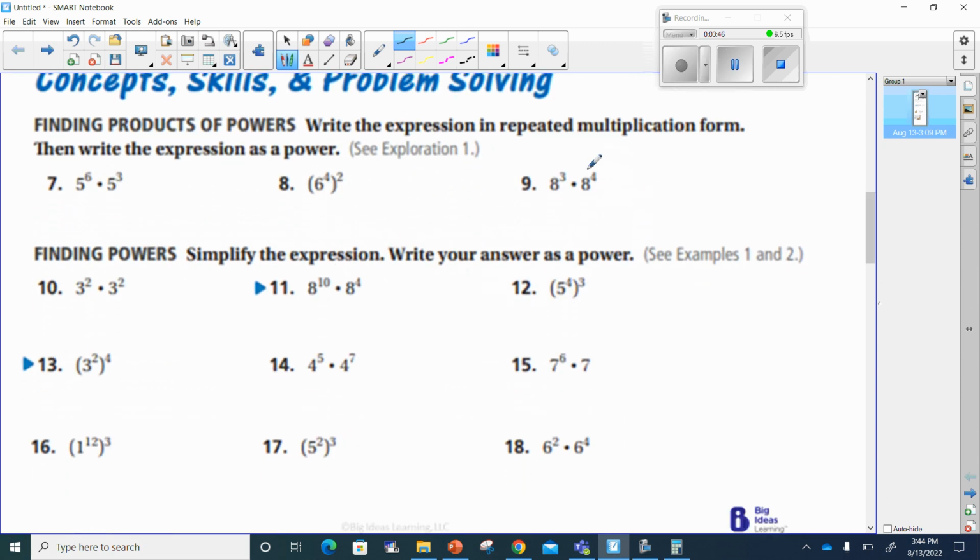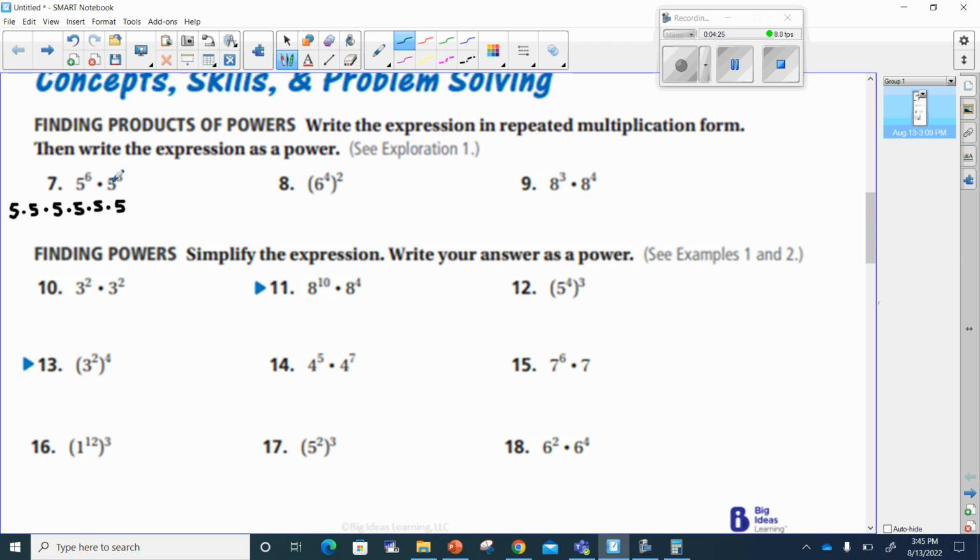Write the expression in repeated multiplication form. This time we're doing the opposite of what we did before. It says then write the expression as a power. So to write it as an expression in repeated multiplication form, this would be 5 multiplied to itself 6 times. So 5 times 5 times 5 times 5 times 5. And that's 6 of them, right? 1, 2, 3, 4. Oh, that's only 5, so one more.